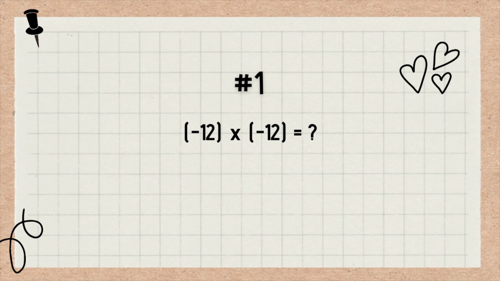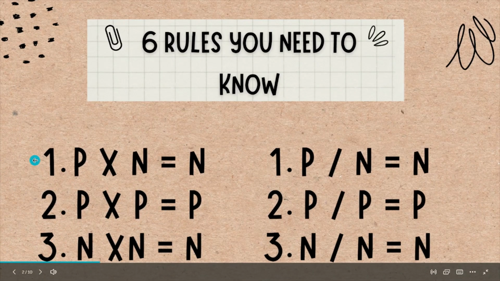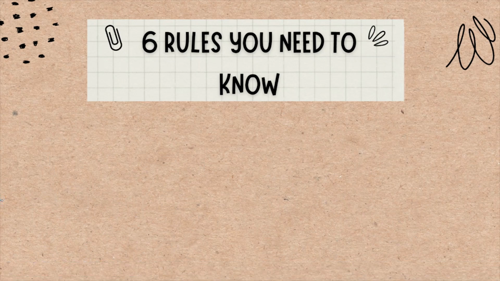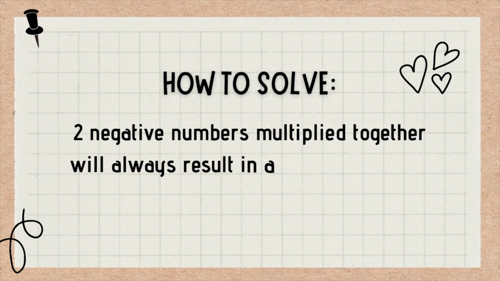Number 1. Negative 12 times negative 12. What's our rule about multiplying two negative numbers? N times n will always be n. So that means the product will definitely be a negative number. So now that we know that, all we need to do is solve 12 times 12, which you guys can solve pretty fast. 12 times 12 is 144. So since the answer is negative, it would simply be negative 144. So that's how you solve the first question.